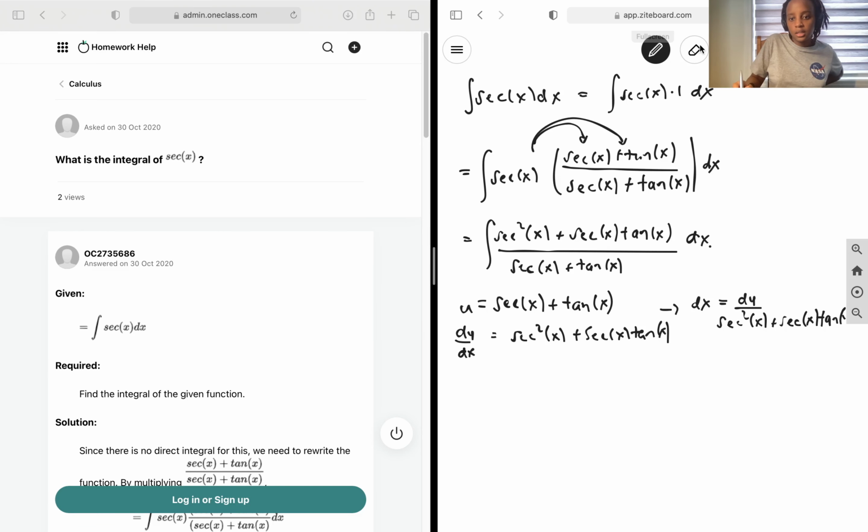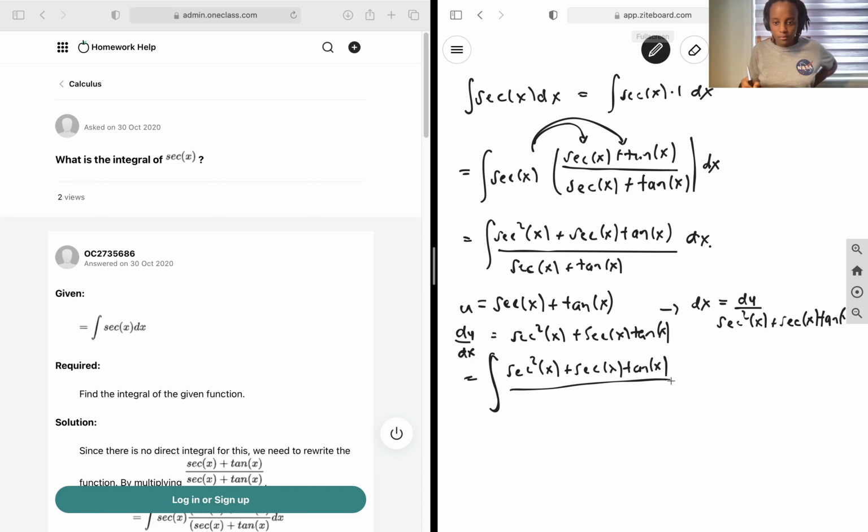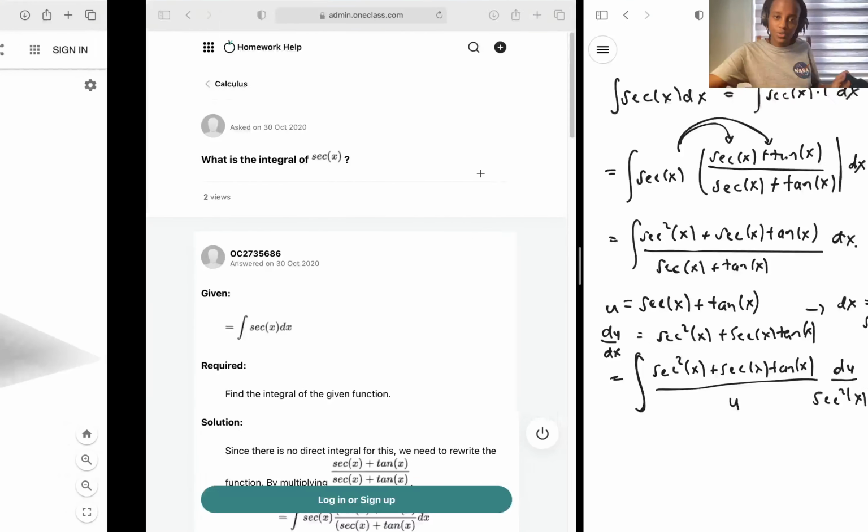And so now let's plug all of that back into our equation. And we get the integral of tan x over u, and then of course put in the dx that we've calculated here. Sorry, just one moment.